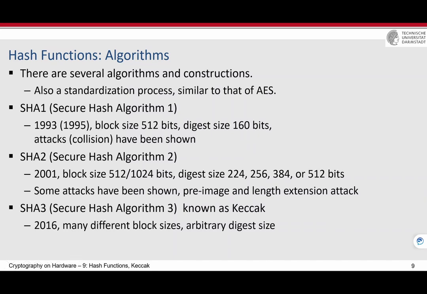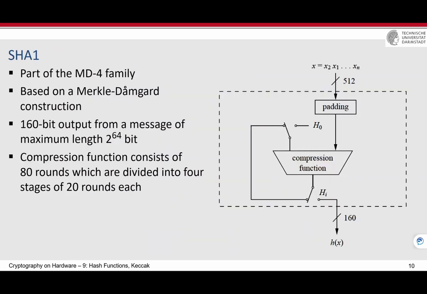And then finally, in 2016, through a long procedure, again similar to the AES, one design called Keccak was selected as SHA-3, or a particular instance of Keccak was selected as SHA-3. It supports many different block sizes and also arbitrary digest size. We will review shortly how SHA-1 works, just to give you an idea of how these hash functions work.